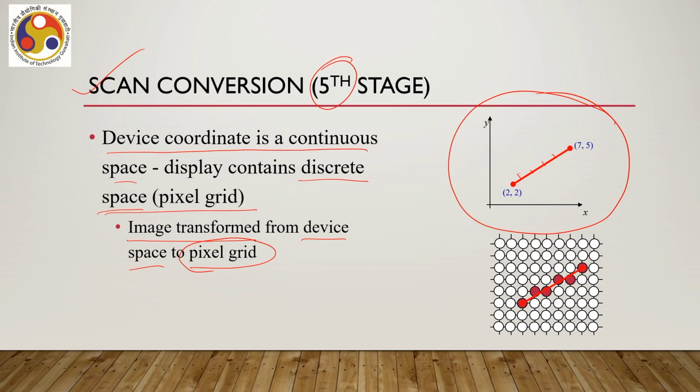However, when we are talking of a pixel grid as shown here, we know that pixels, each pixel coordinate is represented by an integer, it is a discrete space. So, points on the line must be mapped to pixels. In other words, the real values of the points, that is the coordinates of the points, must be mapped to integer values represented by the pixels. This is the scan conversion or the fifth stage of the 3D graphics pipeline.